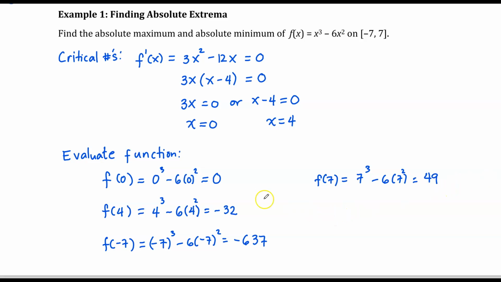Then next is to compare values. The largest value here will be the maximum. In this case, it is 49. So this is the absolute maximum. And the lowest value, which is negative 337, is the absolute minimum value.